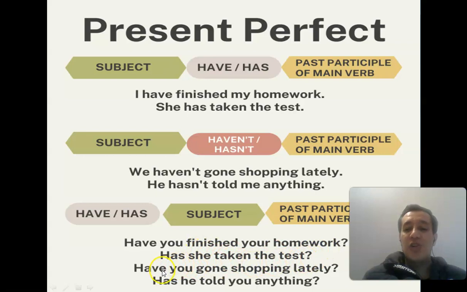And for the short answer, if we have a question with have, we're gonna answer with have. If we have the question with has, we're gonna answer with has. Have you gone shopping lately? Yes, I have. No, I haven't. Has he told you anything? No, he has not. Or yes, he has. He told me something about Peter. That is the present perfect.